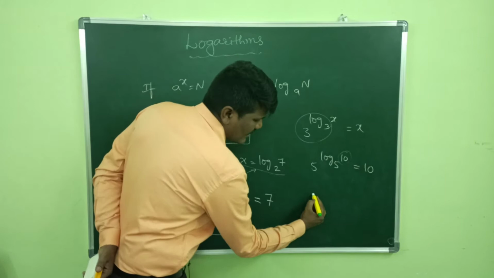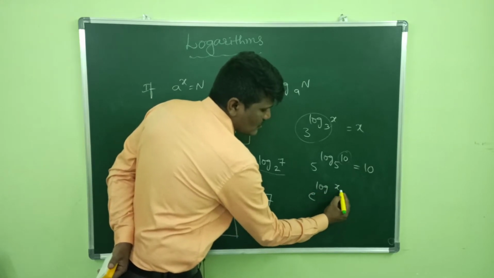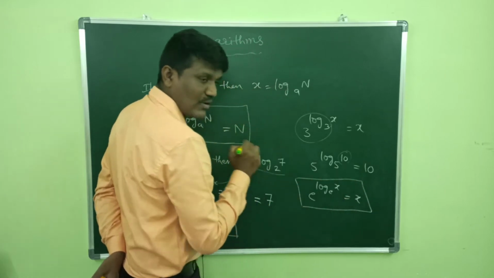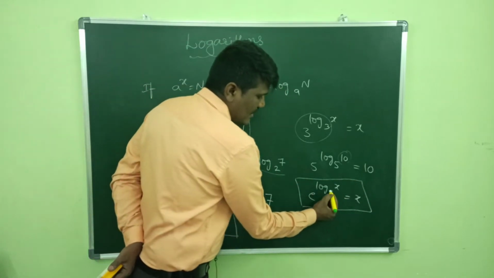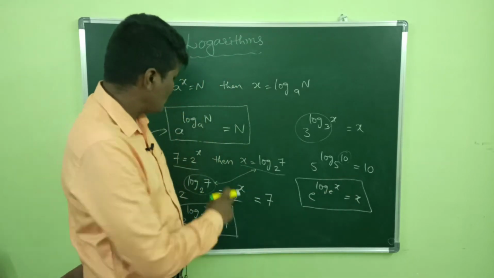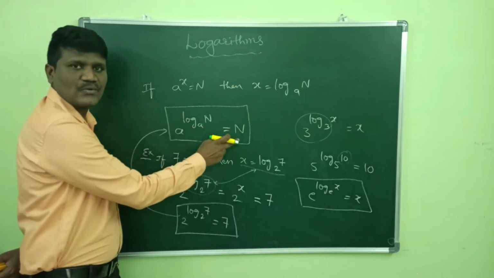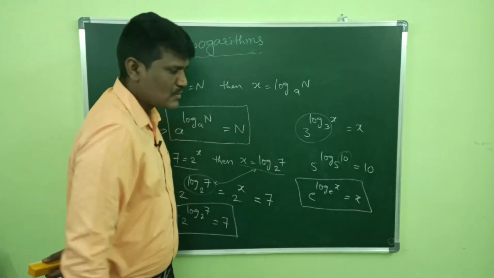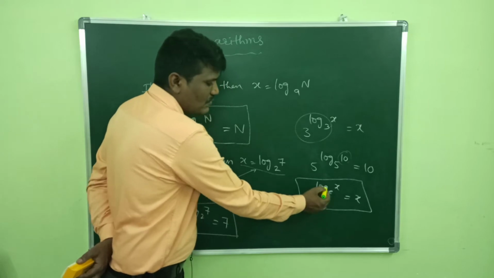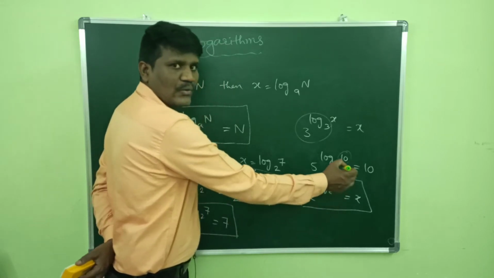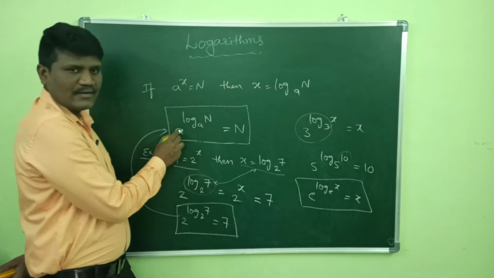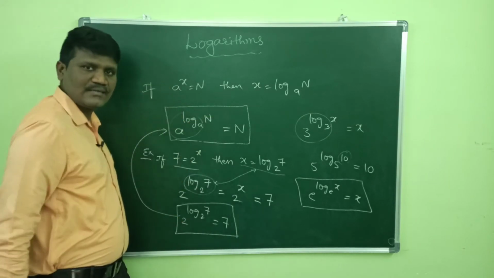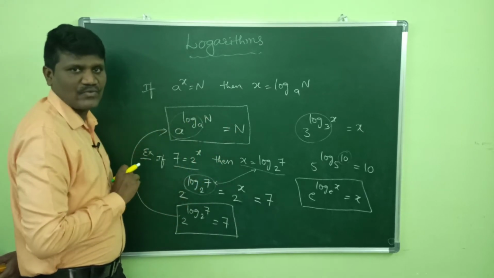In fact, you can also write e power log x to the base e is equal to x. This is one more formula. Both are the same. A power log n to the base a is equal to n, or else e power log x to the base e is equal to x. So the e power and the log cancel, and finally the value will be only x. Here also a and the log a cancel, and only n is left. So this is the most important formula.